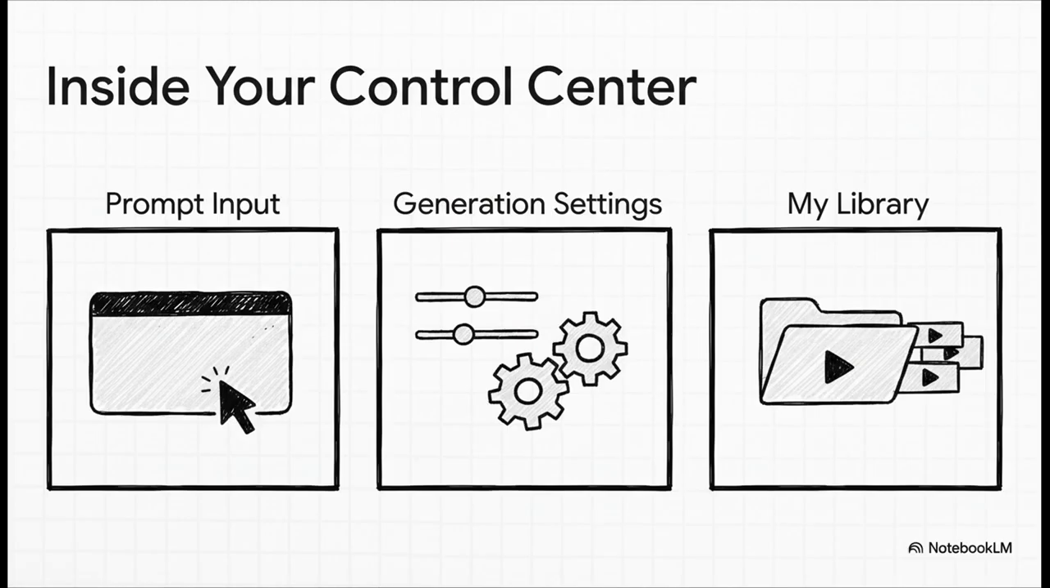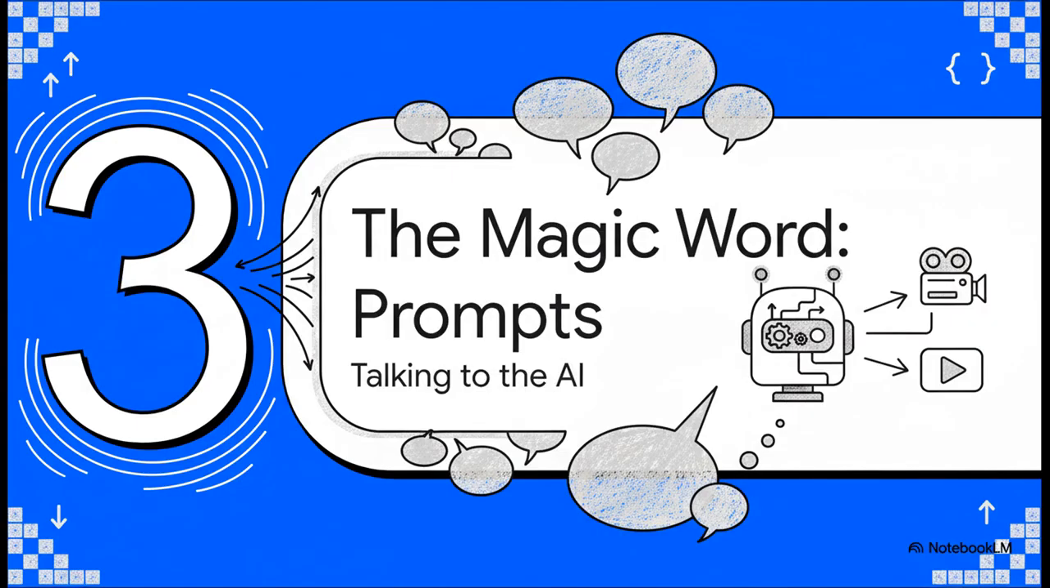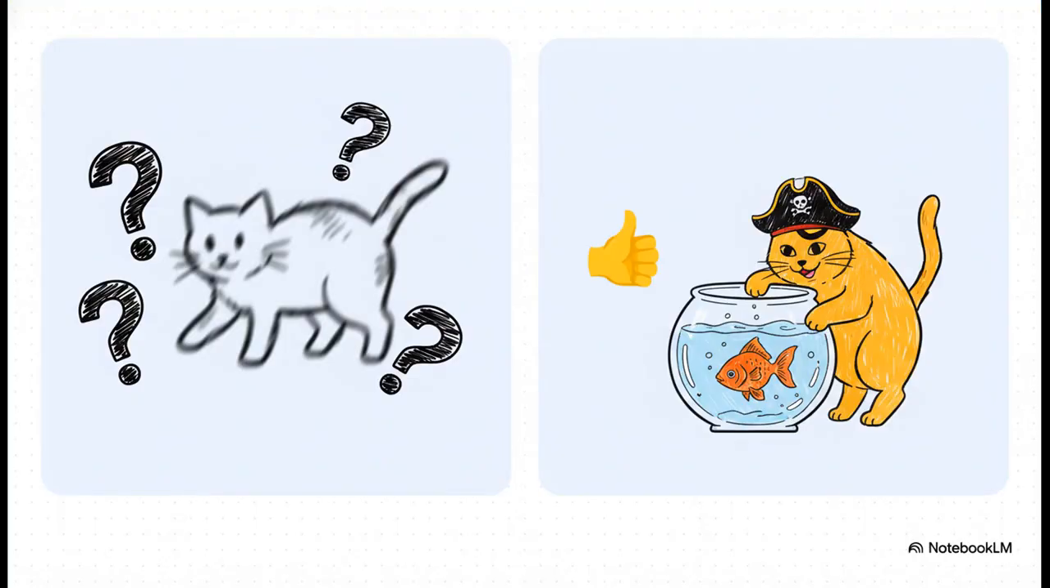See? Pretty simple. Now for what I honestly think is the most critical part of this entire process. You have to learn how to talk to the AI, and that is all about the prompt. Mastering this is the absolute key to getting results you'll love. I mean, just look at the difference here. A video with a cat is, well, it's lazy. It leaves the AI guessing. But a cute cat wearing a pirate hat, chasing a goldfish in a bowl, now the AI has a crystal clear scene to build. The lesson is simple, folks.